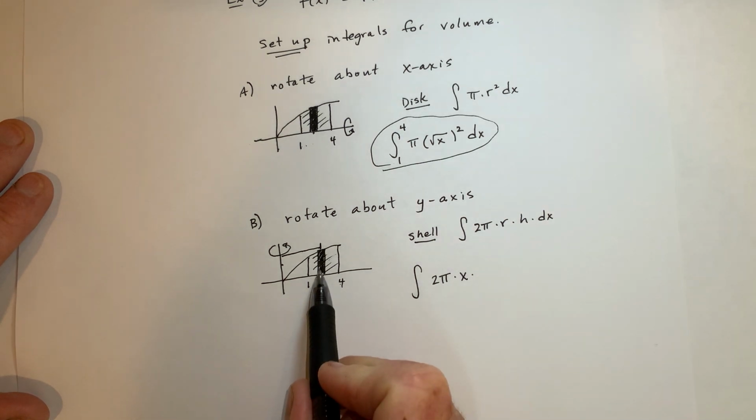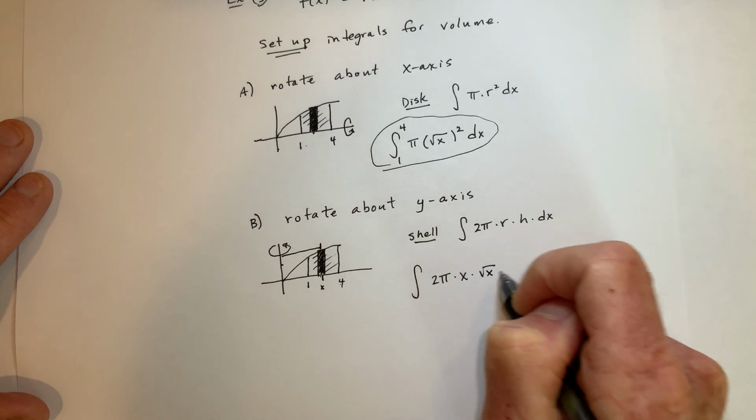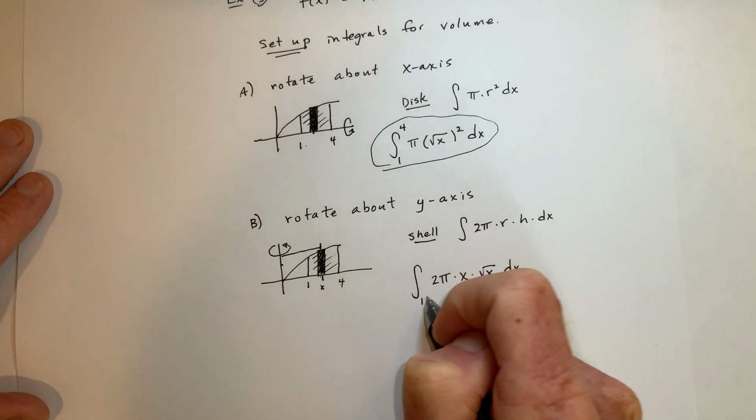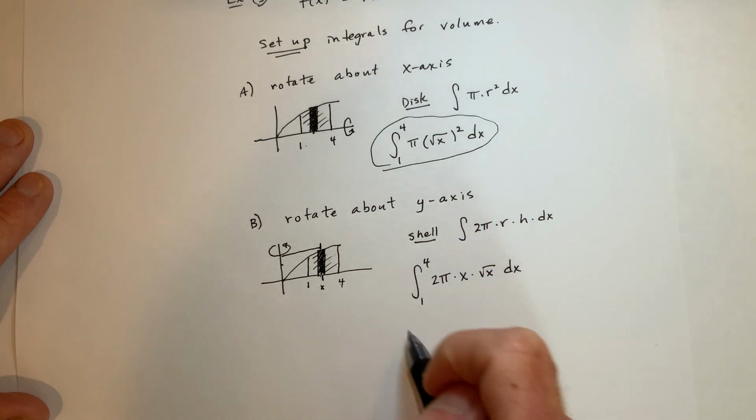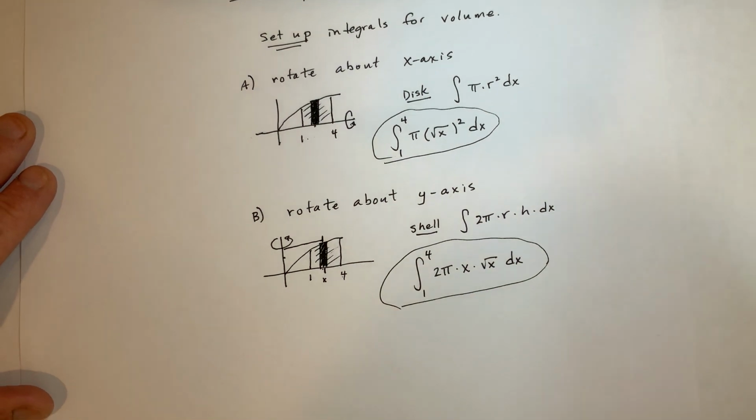The height is the height of the rectangle, which will be the square root function. And then integrate with respect to x. And again, x would go from 1 to 4. And since it said just set it up, that one is finished.